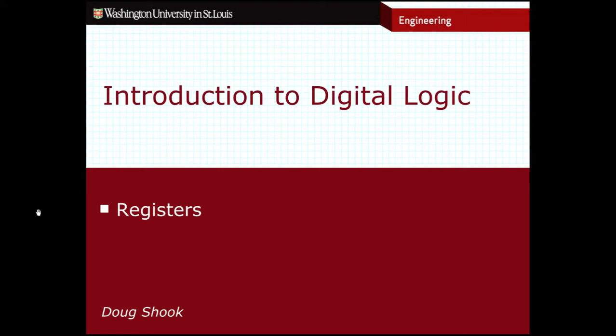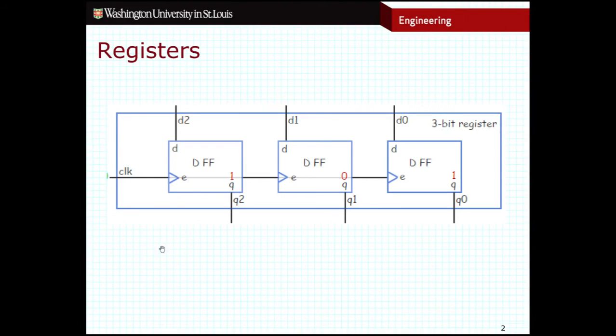Registers are very important pieces of computers, and you can see from this diagram that registers are actually just multiple flip-flops strung together. So they are all connected to the same clock signal, right? And then I have a data value coming in for each bit, for each flip-flop in this particular register. I also have outputs coming for each bit or each flip-flop of this particular register.